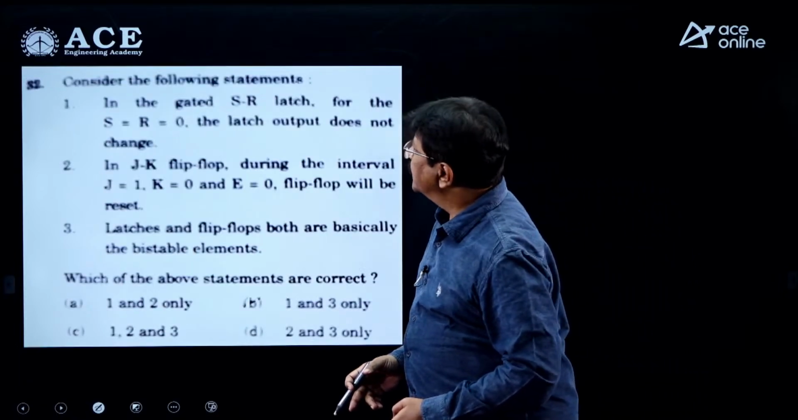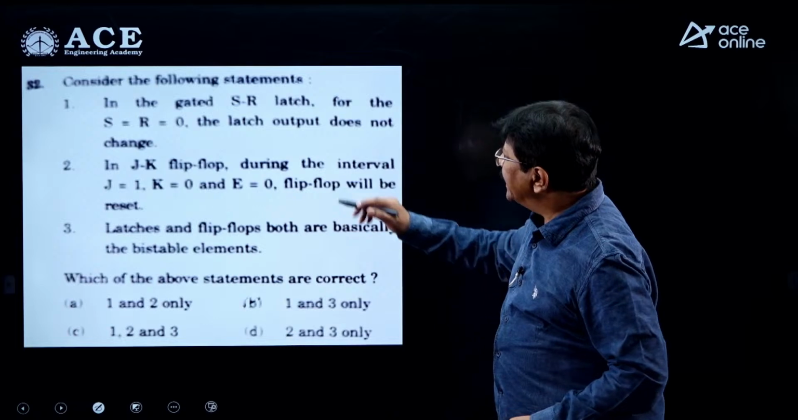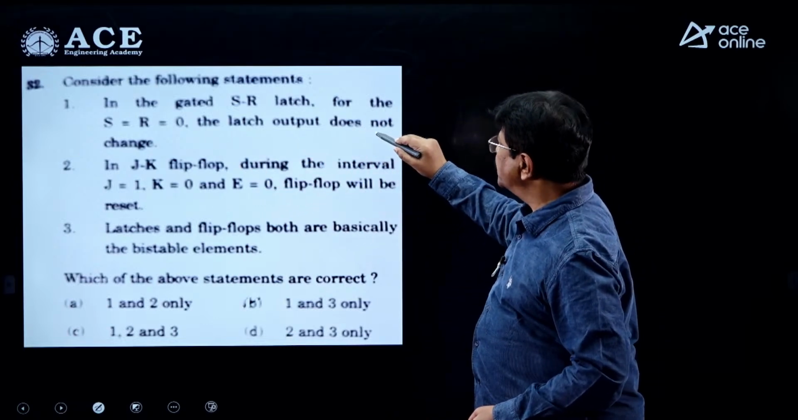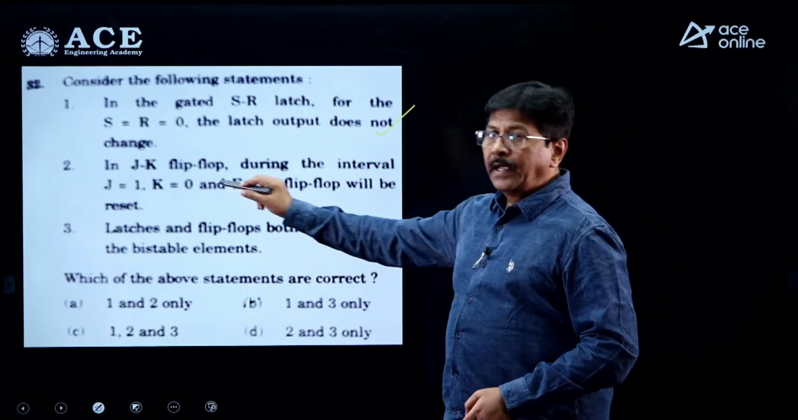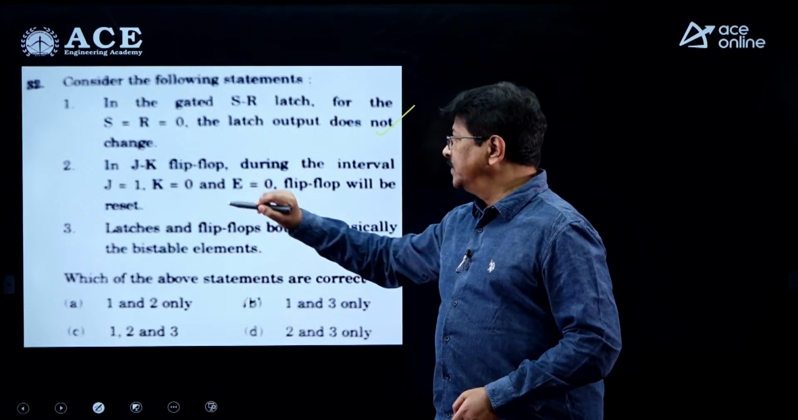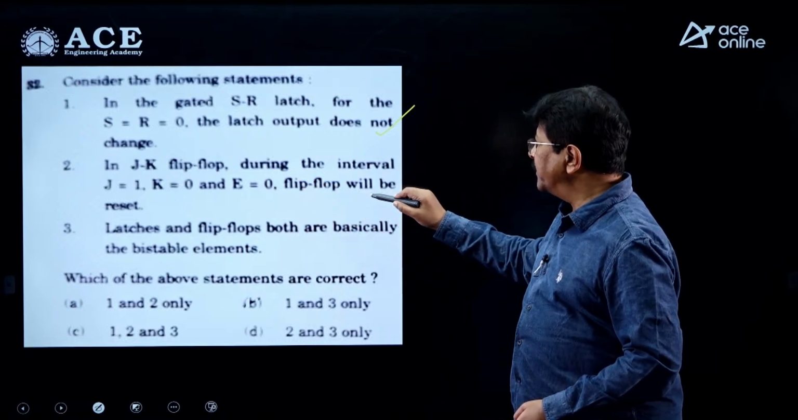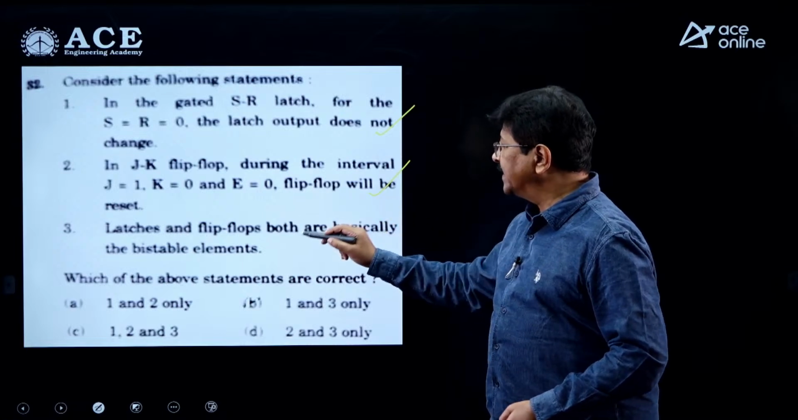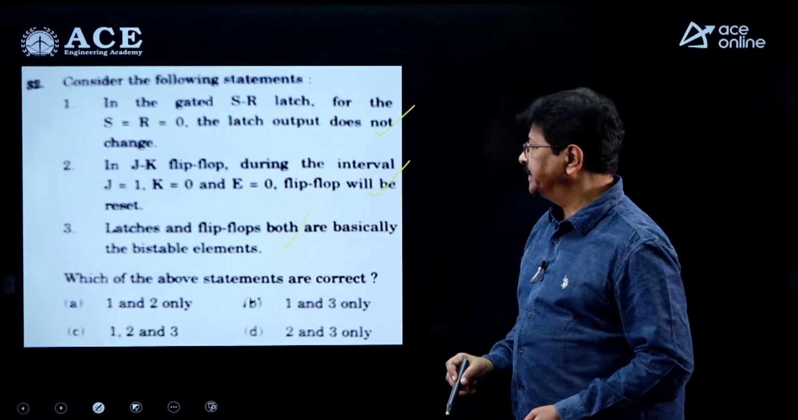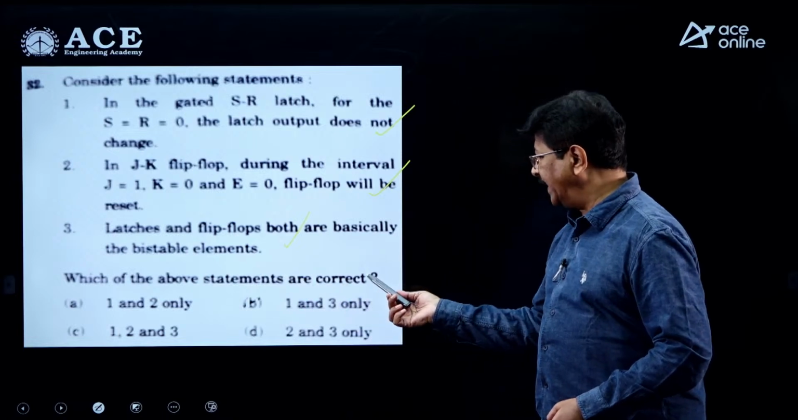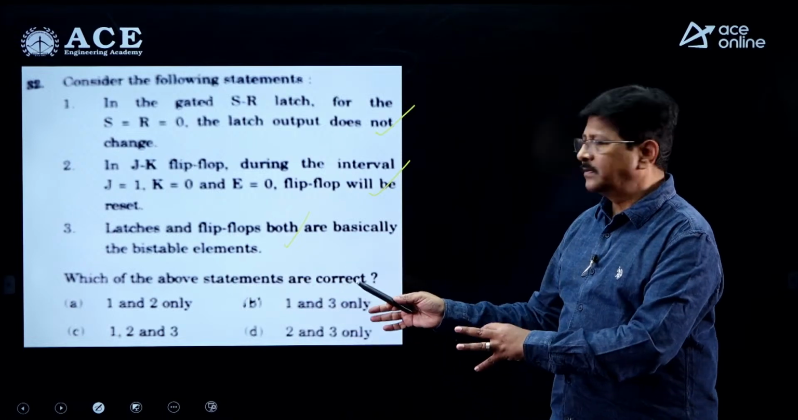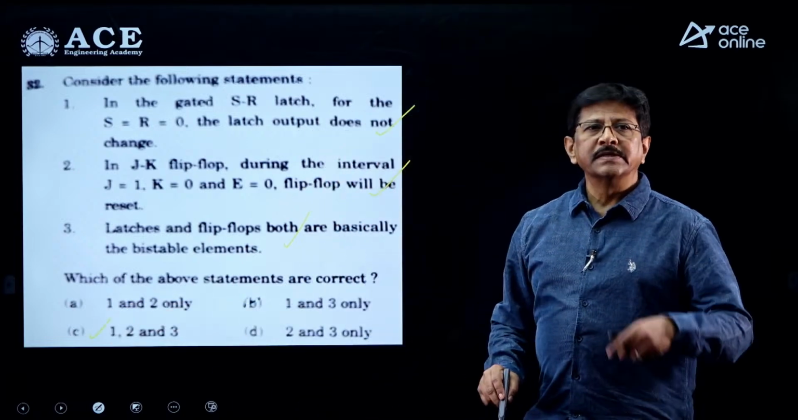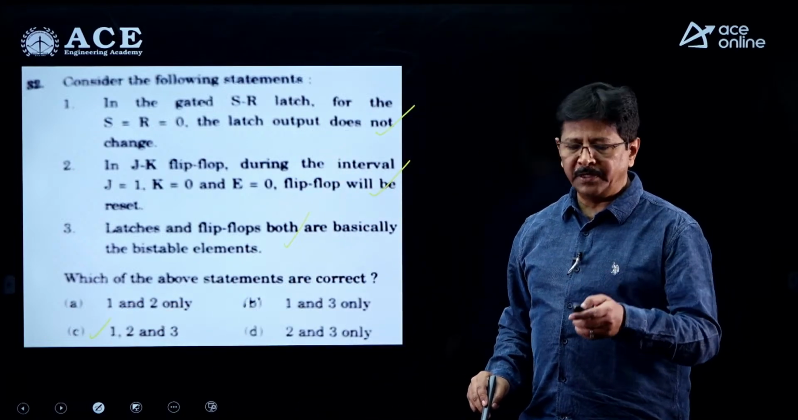Fine. Next one is, consider this one here. In a gated SR latch, for S equal to 0, R equal to 0, the latch output does not change. Correct. In a JK flip-flop, when J is 1 and K is 0, enable pin is 0, all the flip-flops will be reset. Correct. Latches and flip-flops both are basically bistable elements. This is also correct. So which of the above statements are correct? In the given options, the correct answer to this is C. First, second and third statement, all of them are correct.